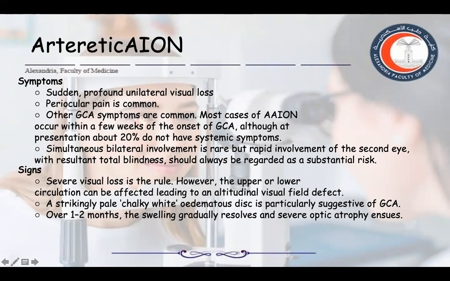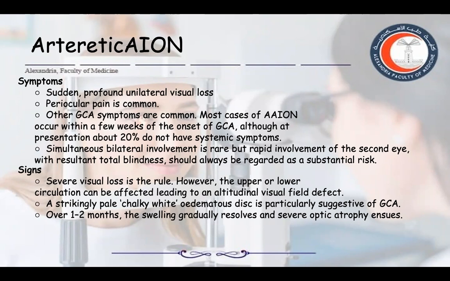We need to know something very important. If we didn't treat GCA, 30 to 50% of patients will develop arteritic anterior ischemic optic neuropathy. And if we left this condition untreated, within a week, the other eye will be affected, and the patient will eventually end with blindness. Simultaneous bilateral involvement is rare, but rapid involvement of the second eye, maybe within a week, can affect the other eye and result in total blindness.